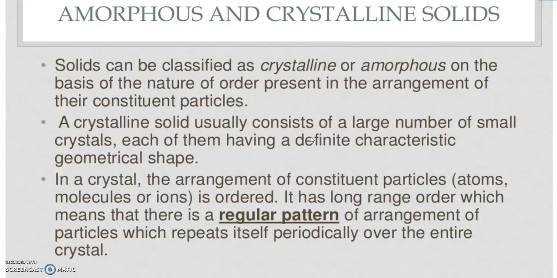A crystalline solid usually consists of a large number of small crystals, each of them having a definite characteristic geometrical shape, and they have a regular pattern. Their arrangement repeats in each and every crystal. A periodicity we can see in crystalline solids.